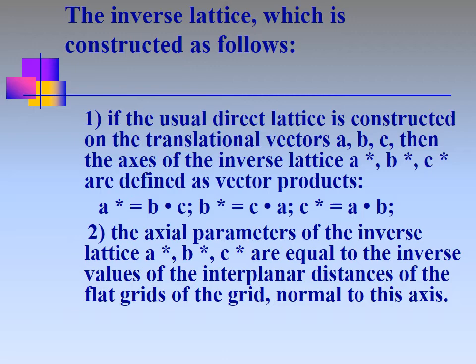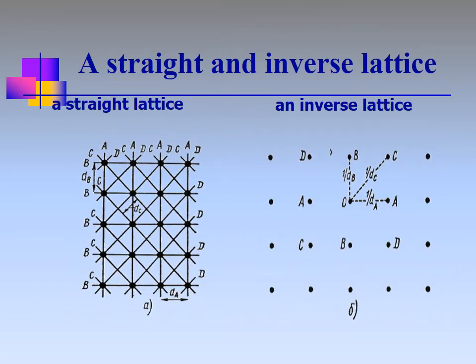And the second condition: the actual parameters of the inverse lattice a star, b star, c star are equal to the inverse values of the interplanar distances of the flat lattices normal to this axis. Here you can see the straight lattice and the inverse lattice.